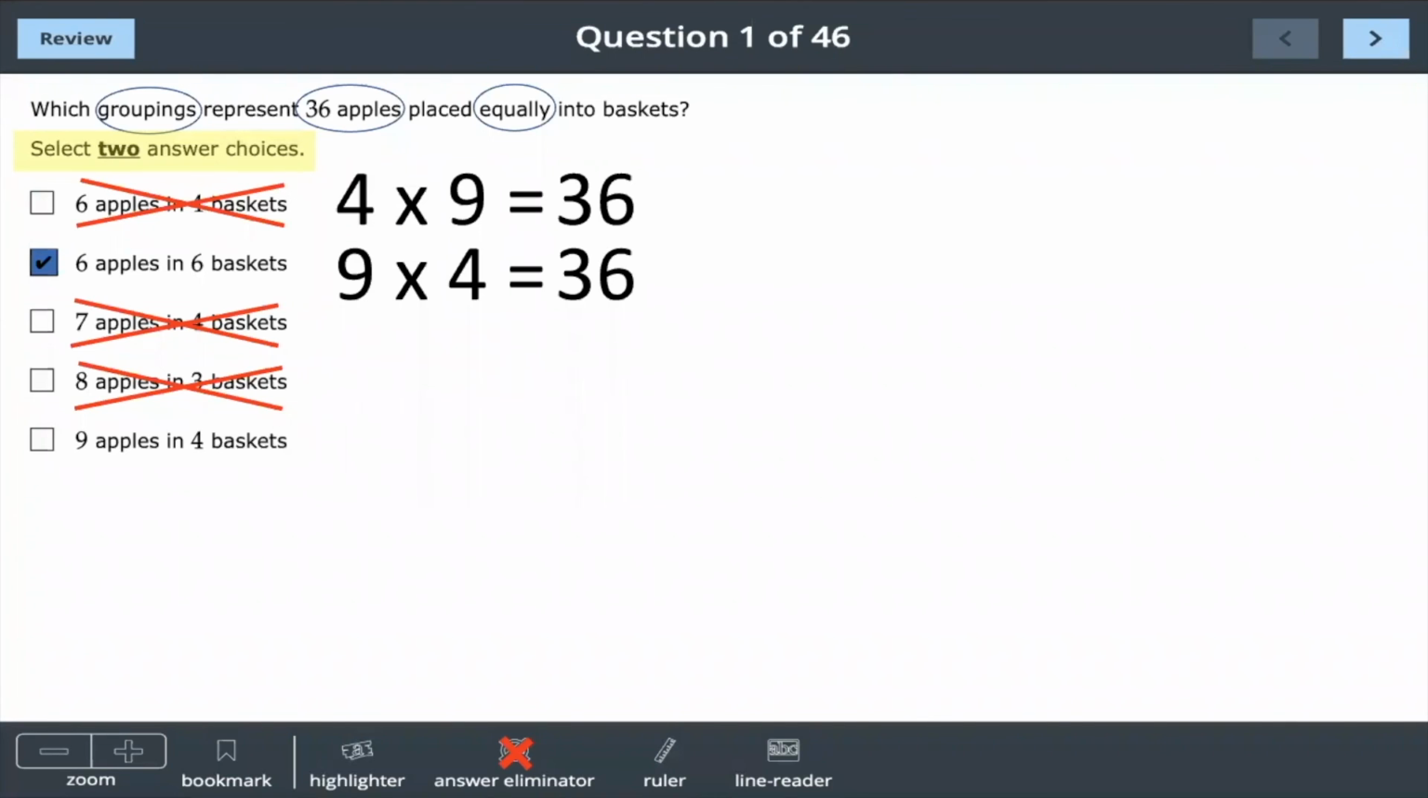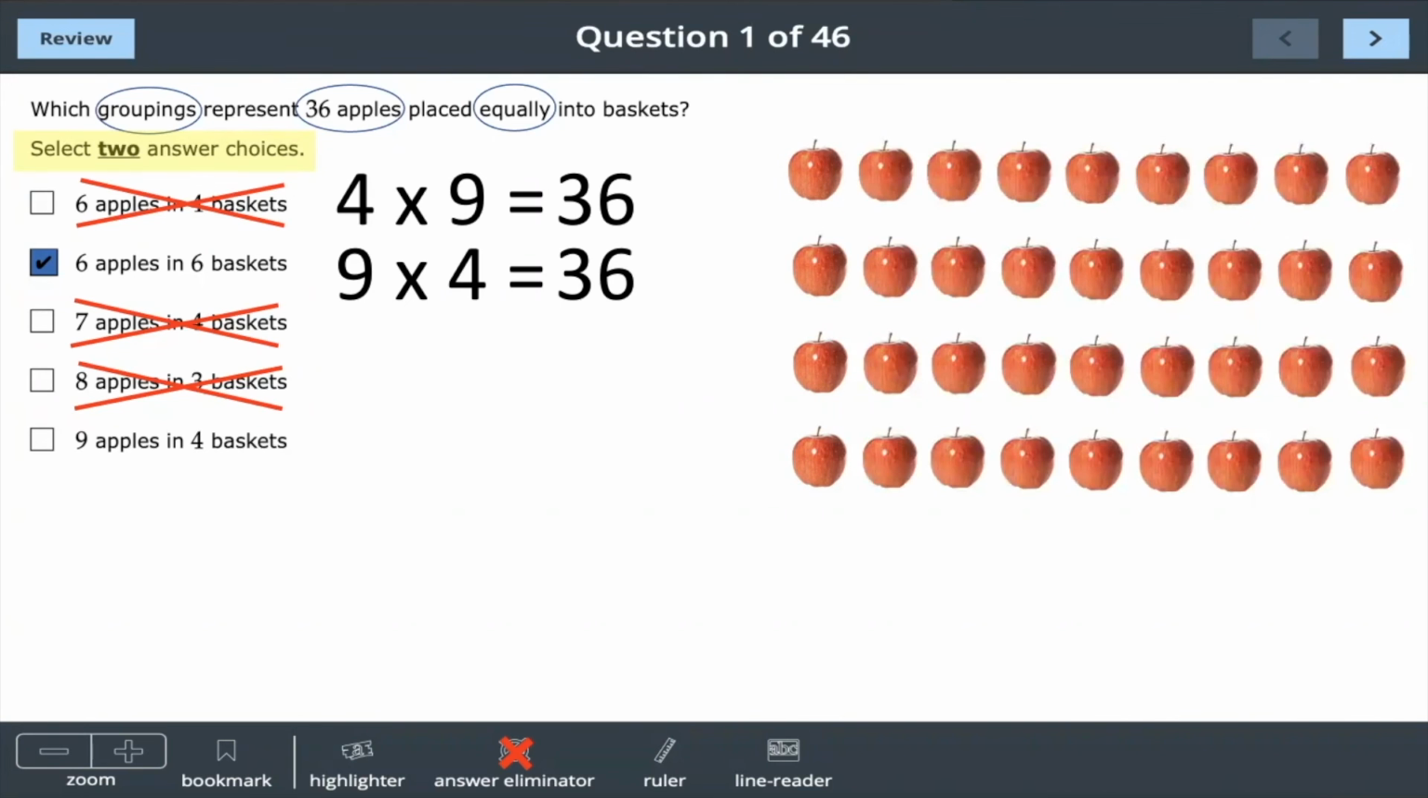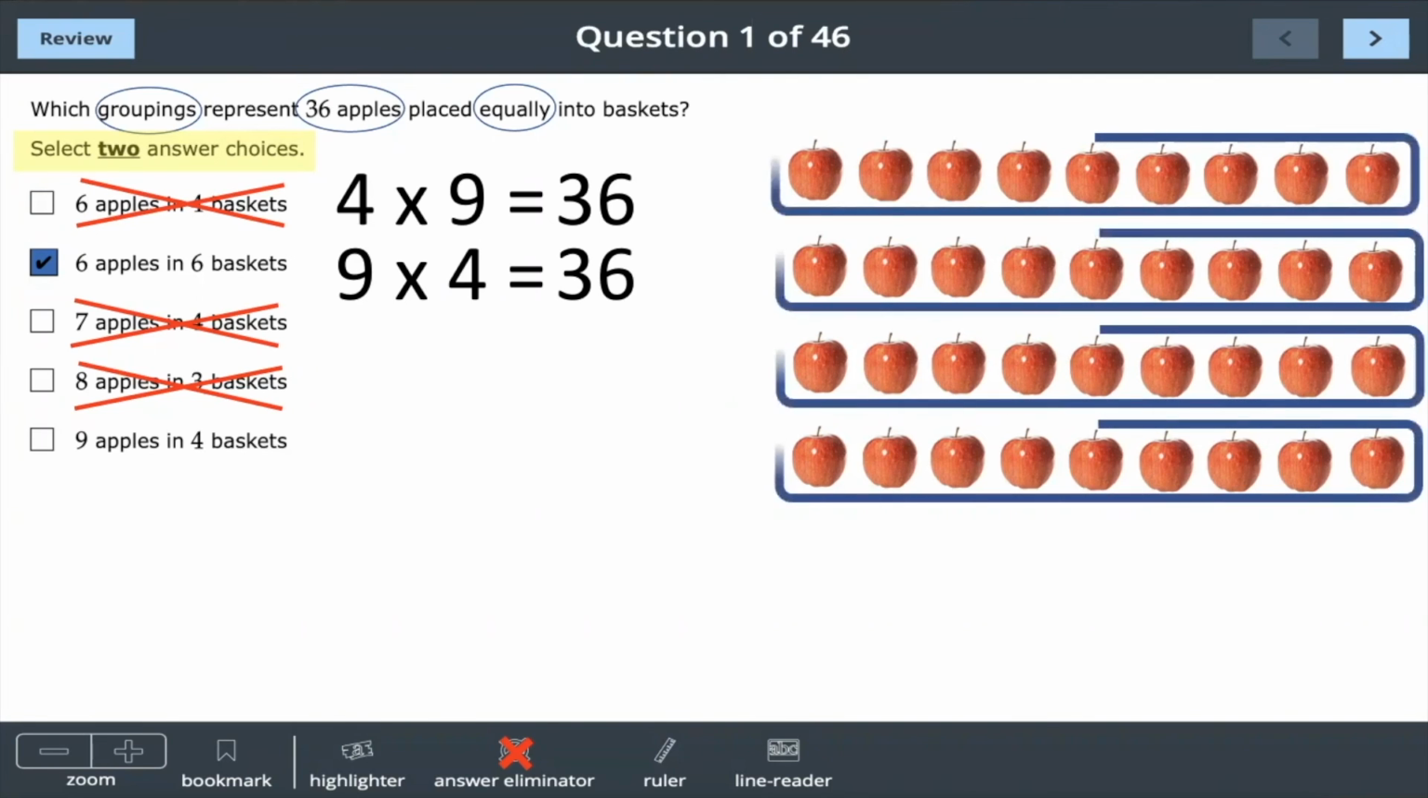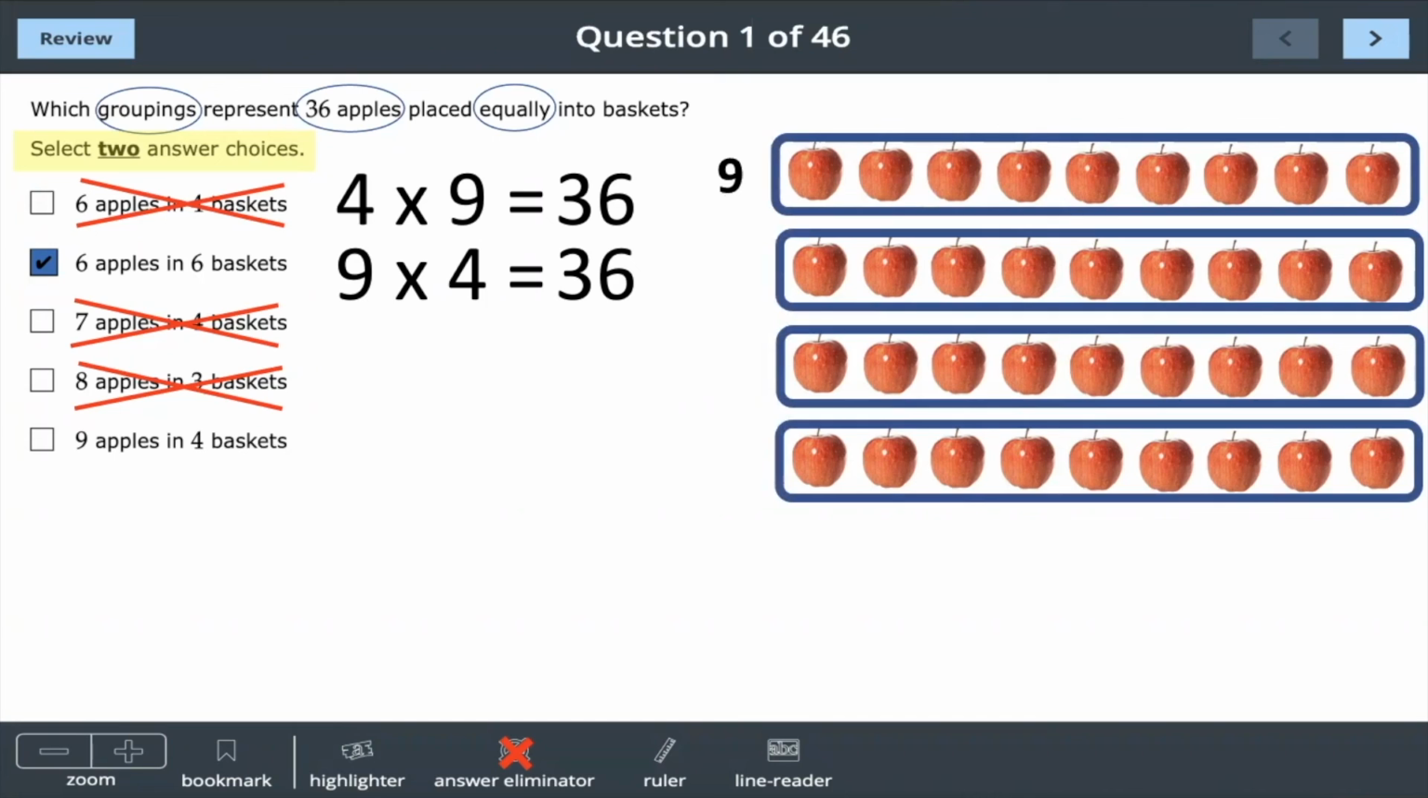If I would like, I can create a model. My model can have 4 rows and 9 columns. I can count them individually, or I can skip count by 9. 9, 18, 27, 36. Since 36 is equal to 36, 9 apples in 4 baskets is the last correct answer.